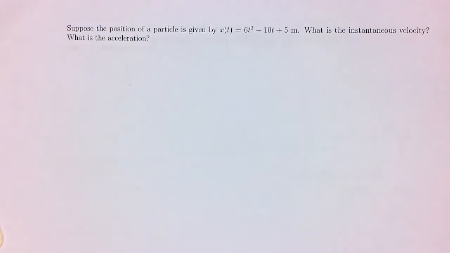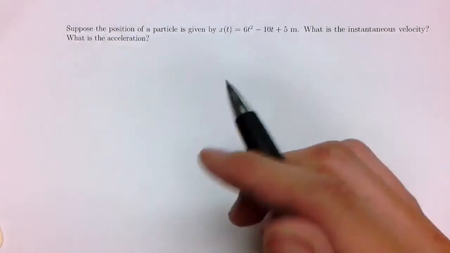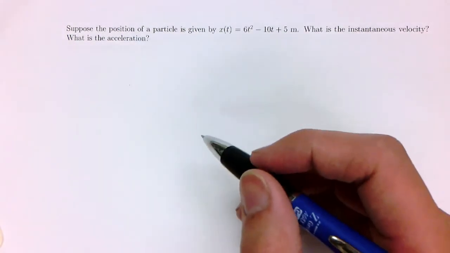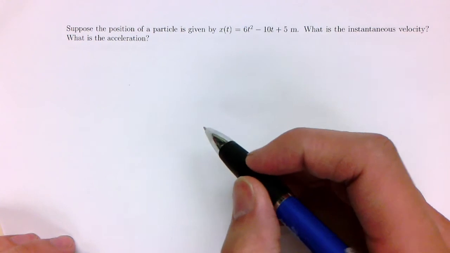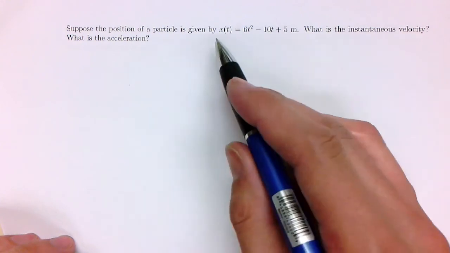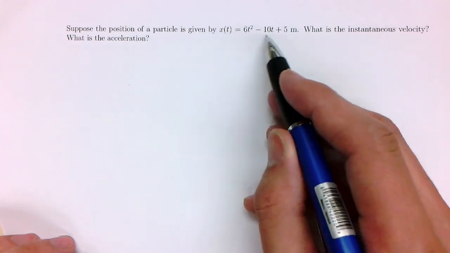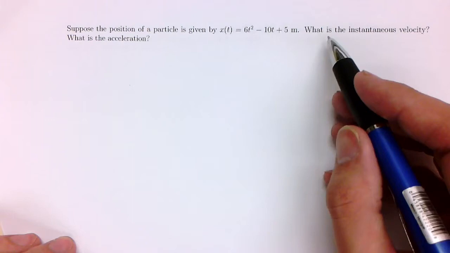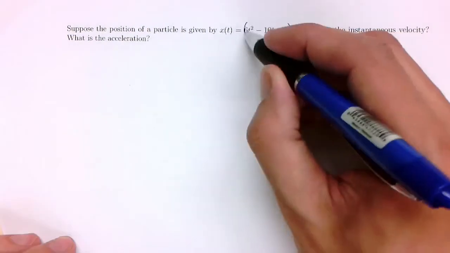In this video, we're going to solve the following problem. The following problem is actually pretty easy. It's just a basic exercise in your calculus skills, right? Suppose the position of a particle is given by x of t equals 6t squared minus 10t plus 5 meters. That should be the entire thing enclosed.